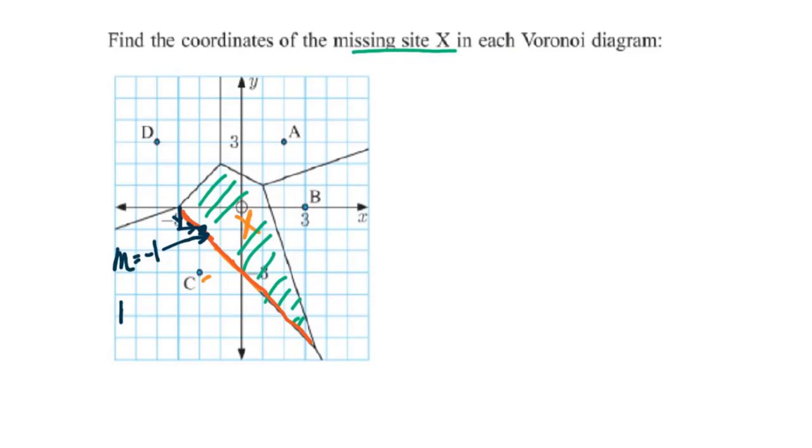Therefore, for this perpendicular line passing through C, the slope will be 1 over 1. So I will draw right 1, up 1, right 1, up 1. You try to get the same distance. Therefore, this will be the perpendicular bisector line passing through C, and this is the same distance. Therefore, the coordinates for X will be (0, -1).